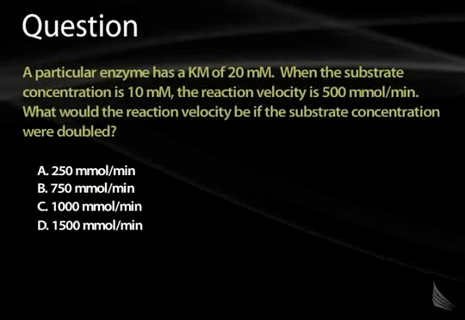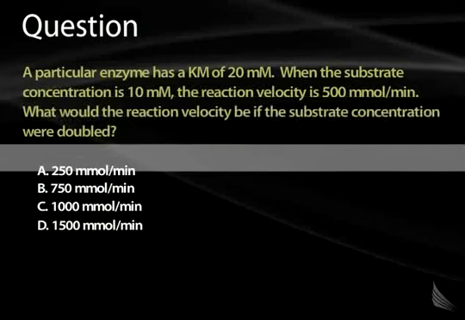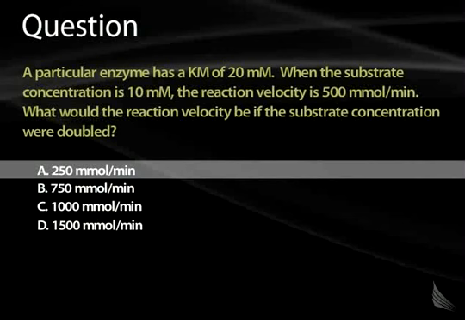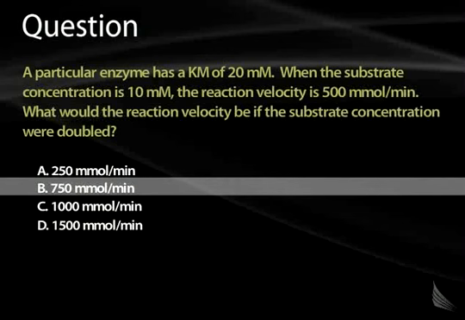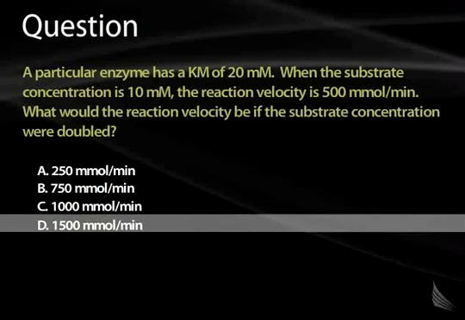So here's a question that uses these concepts. A particular enzyme has a Km of 20 micromolar. When the substrate concentration is 10 micromolar, the reaction velocity is 500 micromoles per minute. What would the reaction velocity be if the substrate concentration were doubled? Is it A, 250 micromoles per minute, B, 750 micromoles per minute, C, 1,000 micromoles per minute, or D, 1,500 micromoles per minute? I'll give you a minute to calculate that, and then we'll look at the answer.